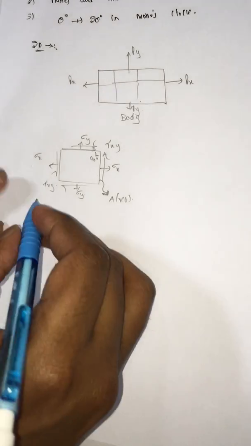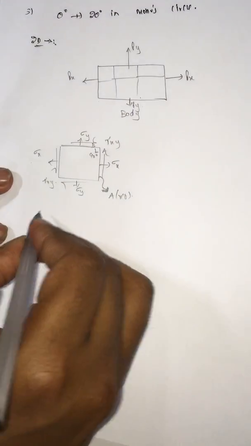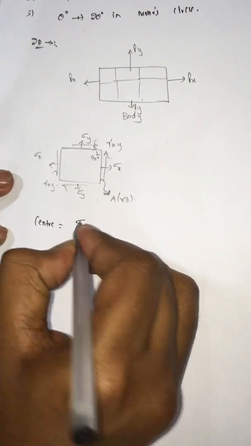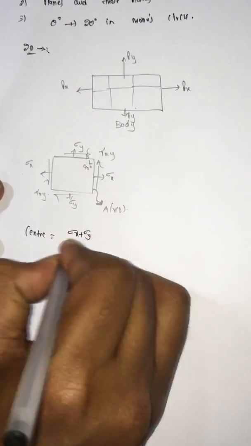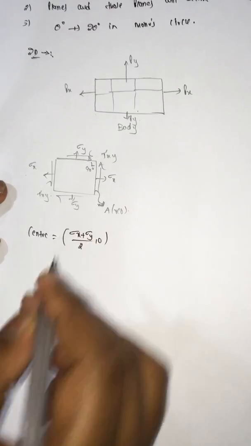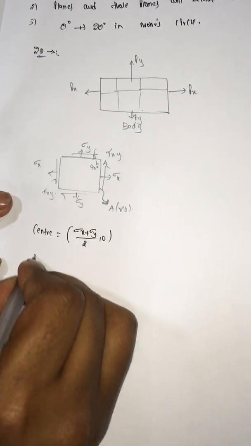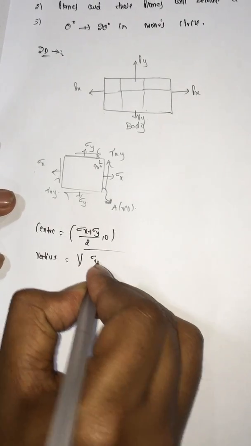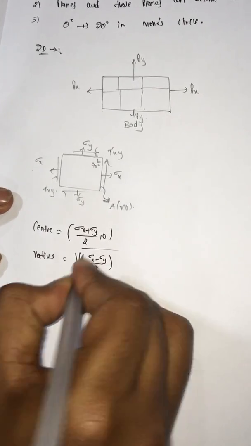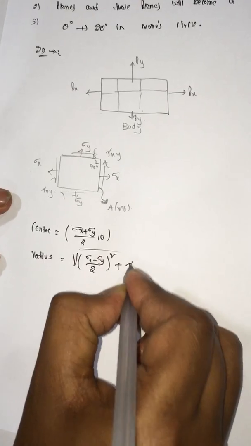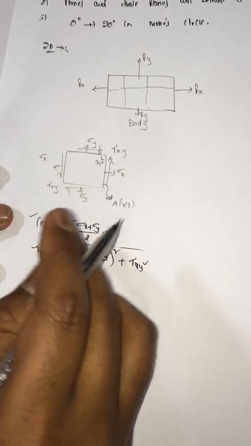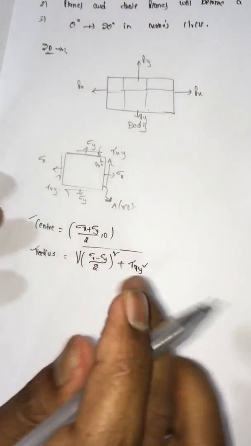Now, how to calculate the center in the Mohr circle? How to calculate the center? Sigma x plus sigma y by 2, comma 0. This is my center, and then what is my radius? Radius is equal to root of (sigma x minus sigma y by 2) whole square plus tau xy square. This is my radius. On getting the center and radius you can continue your Mohr circle.